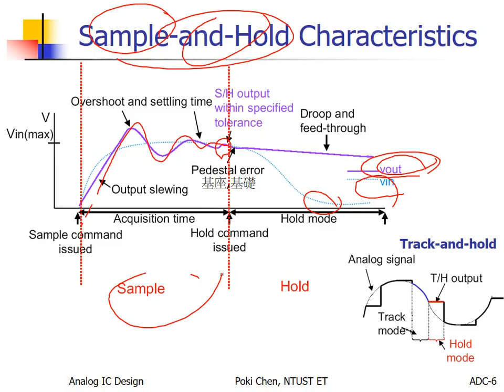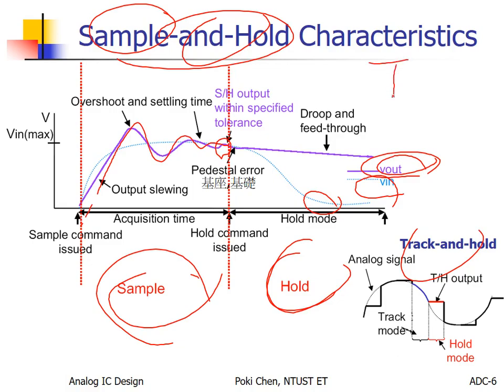Then you need to hold it. But how to change from sample to hold, from hold to sample? You need to do some kind of switching. There are a lot of switches, analog switches, usually a transmission gate, to turn on something, to turn off something.